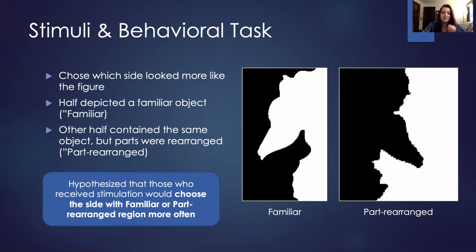So if you look at the example familiar stimulus, which is on the left, you can see that in white there's a seahorse. That would be a familiar object. And then in the part-rearranged stimulus, the same seahorse is in black, except it doesn't quite look like a seahorse anymore because the parts have been rearranged. So participants were asked to choose which side of these images looked more like the figure to them. And we hypothesized that those who received stimulation would choose the side with the familiar or part-rearranged region more often than participants who did not receive stimulation.